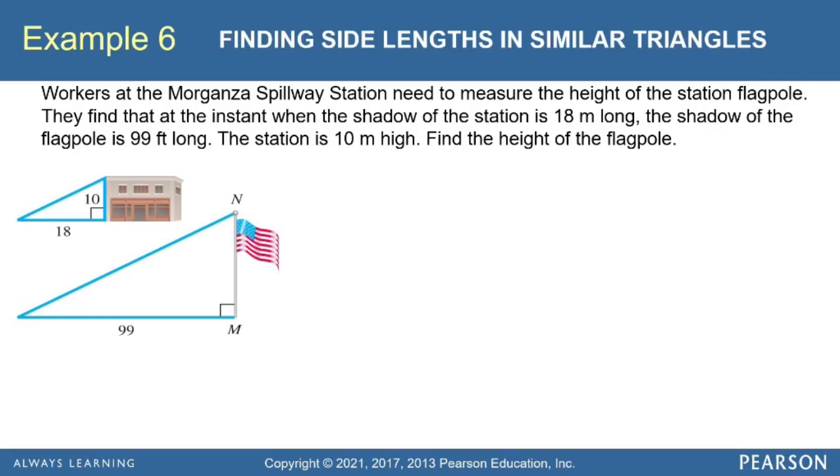So here's example 6. It says workers at the Morganza Spillway Station need to measure the height of the station flagpole. They find that at the instant when the shadow of the station is 18 meters long, the shadow of the flagpole is 99 feet long, the station is 10 meters high, find the height of the flagpole. Okay, here's a diagram for us.